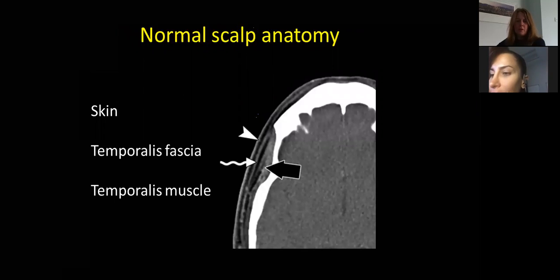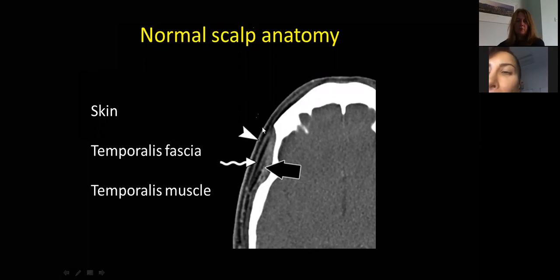So I thought we'd start by looking at normal scalp anatomy on CT, and then I've got a pictorial to show the layers of the scalp as well, because I think it's quite a basic thing when you're describing something on a post-op CT to think, okay, which layer is it actually involving? So on a CT, this is an axial, obviously.